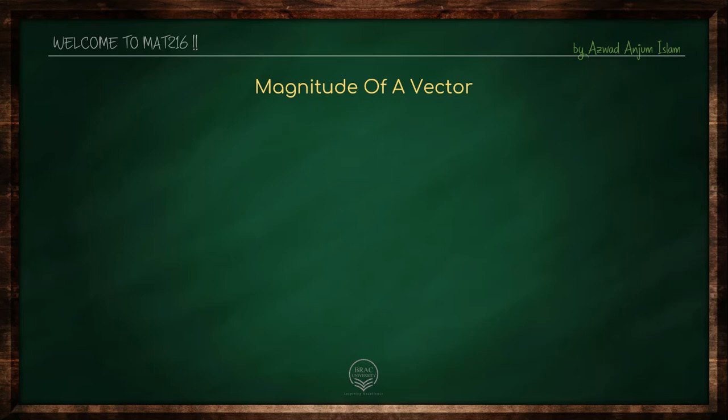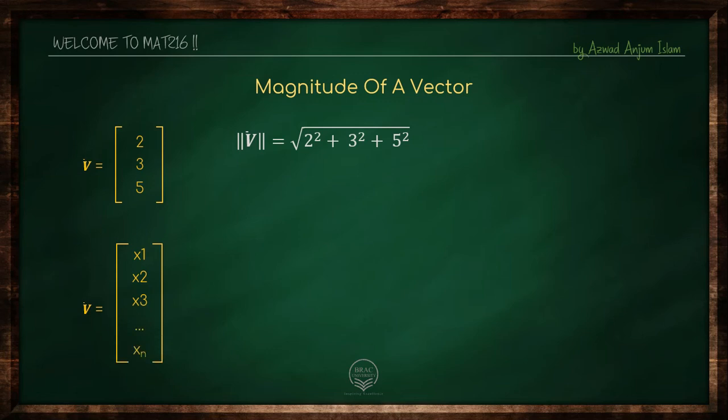The magnitude is basically the length of the vector. So if we have a vector that is, let's say, 2, 3, and 5, the magnitude of the vector is given by the equation square root of 2 squared plus 3 squared plus 5 squared. More generally speaking, if we have a vector of n components, the magnitude of that vector is going to be the square root over the squared summation of each component.